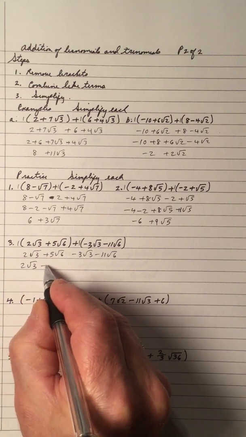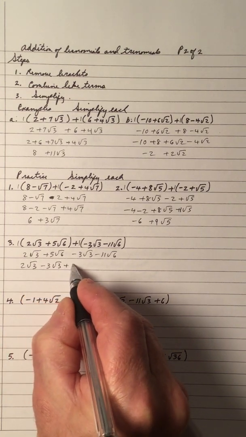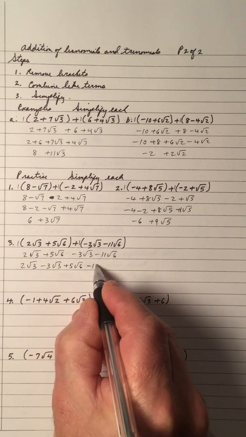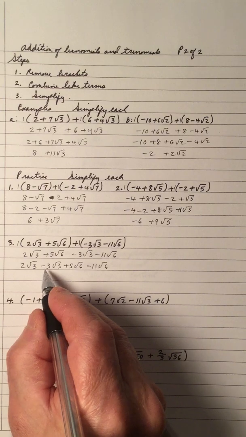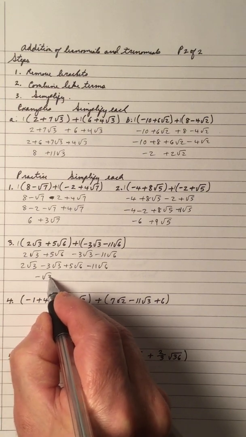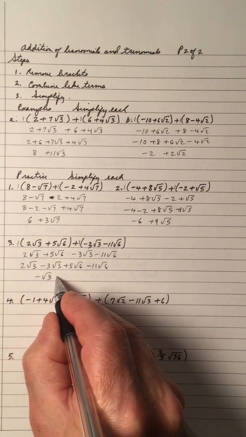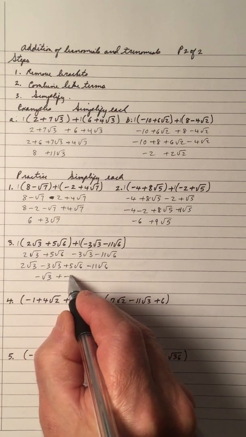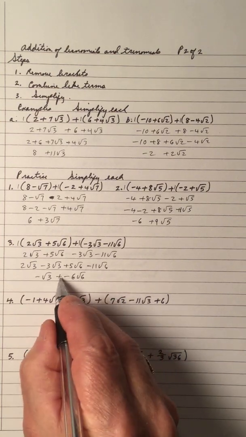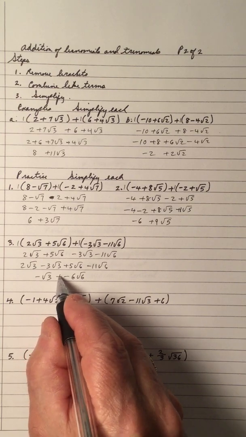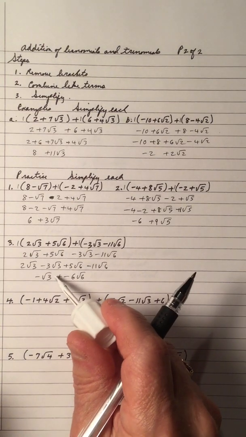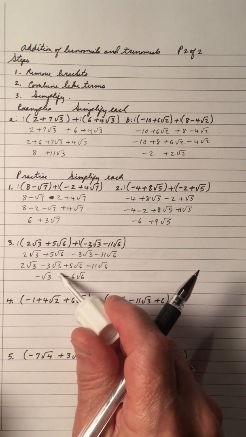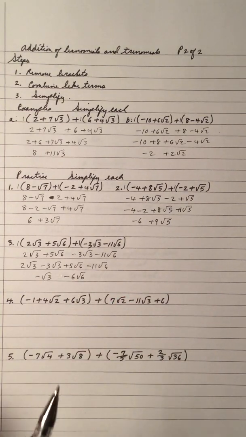2 root 3 minus 3 root 3 plus 5 root 6 minus 11 root 6. And 2 subtract 3 is negative 1 root 3. The 1 is understood to be there. And 5 minus 11 is negative 6 root 6. And that plus sign is not necessary there, so I'll just take that away. A bit of whitener helps out, because even I put down the plus automatically.